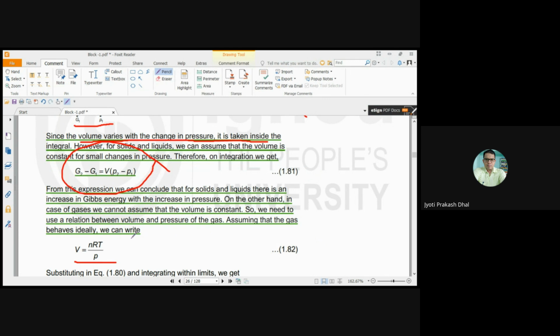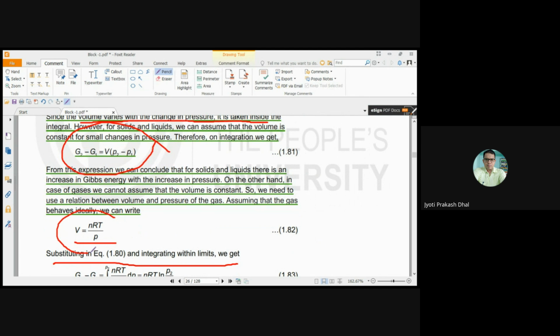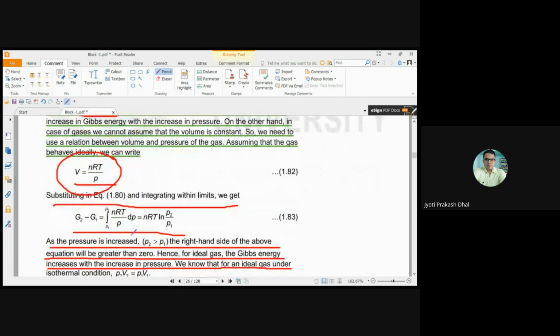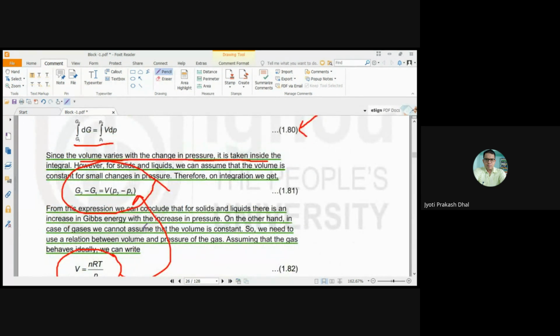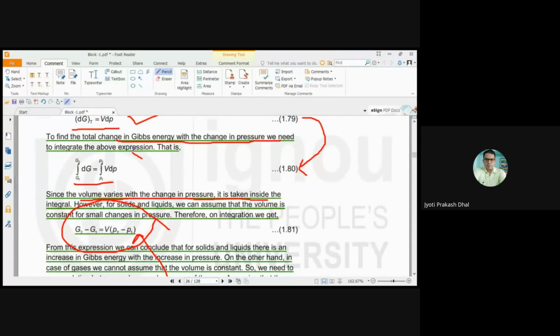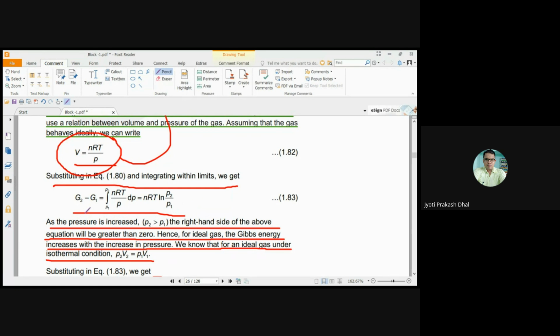But for gaseous substances, in place of V, we can write V equals nRT by P. This is from the ideal gas equation PV equals nRT. Putting this value in equation 1.80 and solving, the equation becomes G2 minus G1 equals the integration of nRT by P dP from P1 to P2, and that equals nRT ln P2 by P1.